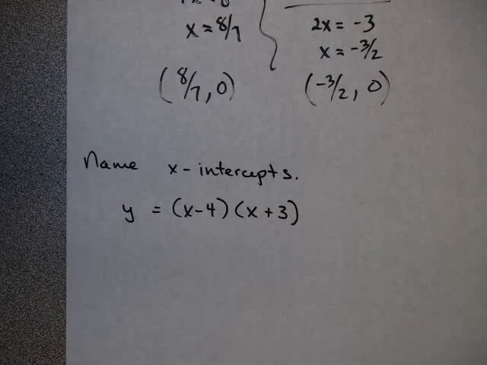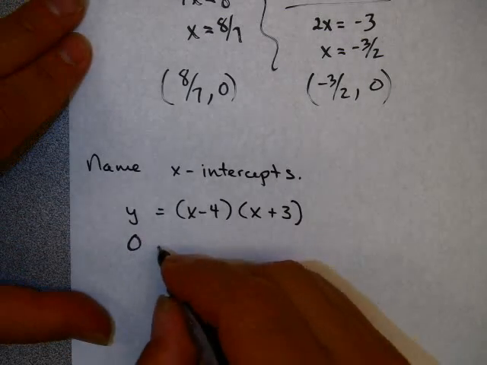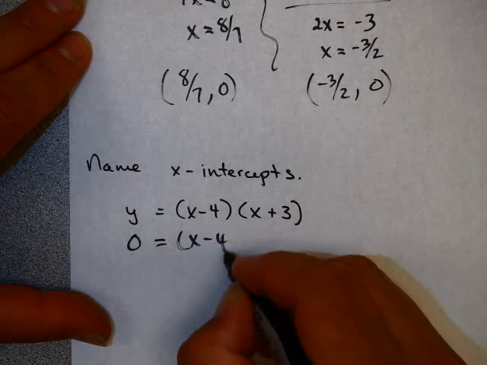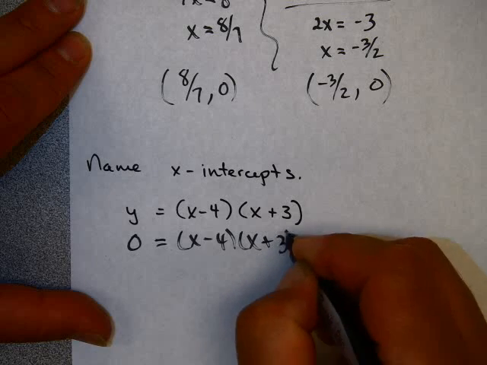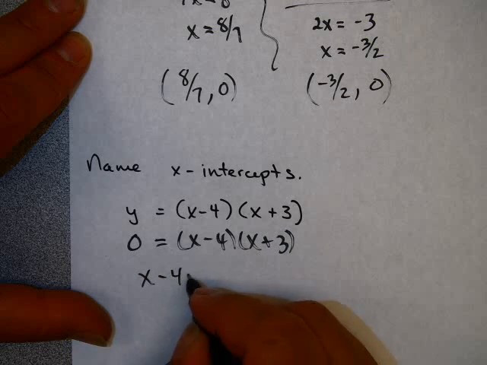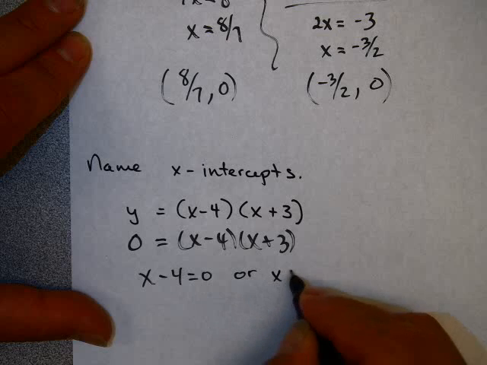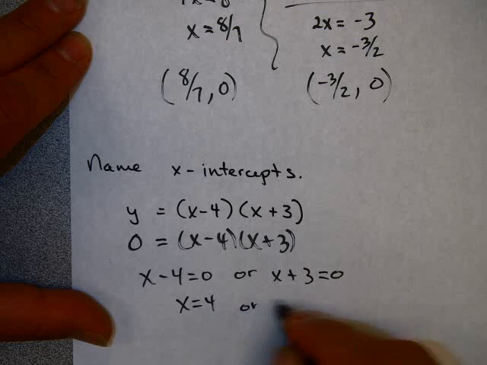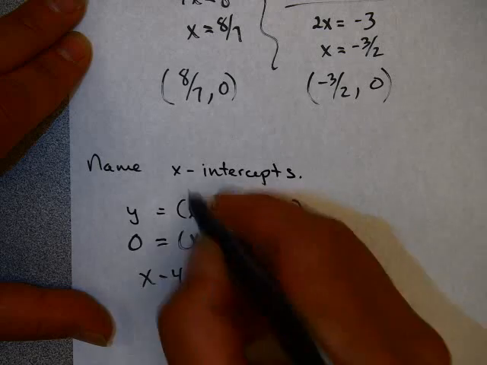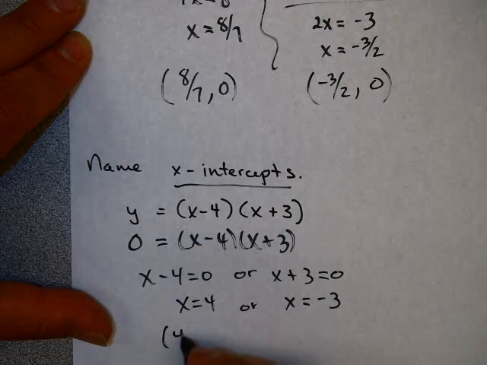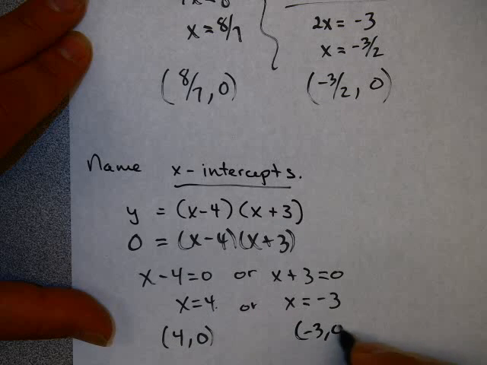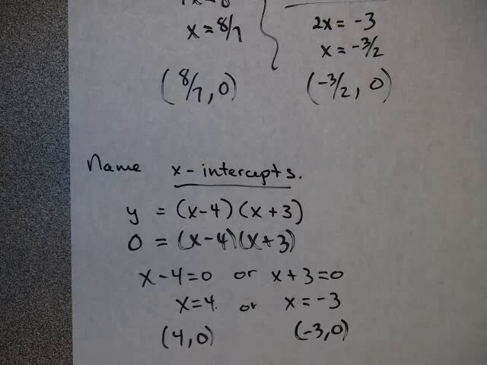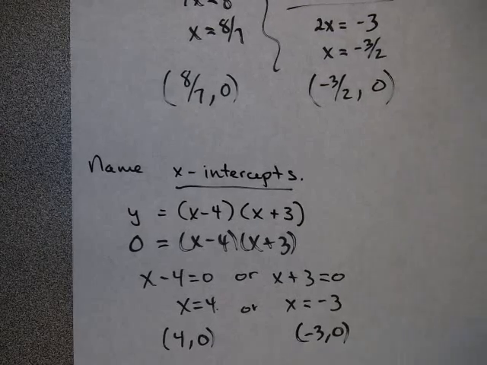Why don't you try this one on your own? Okay, let's let y equal 0 again, x minus 4 and x plus 3. That tells you that x minus 4 equals 0, or x plus 3 equals 0, which tells you that x equals 4, or x equals negative 3. Now, since I'm looking for x-intercepts, I want to write these as ordered pairs, 4, 0 and negative 3, 0. Those are the places where you would cross the x-axis here.